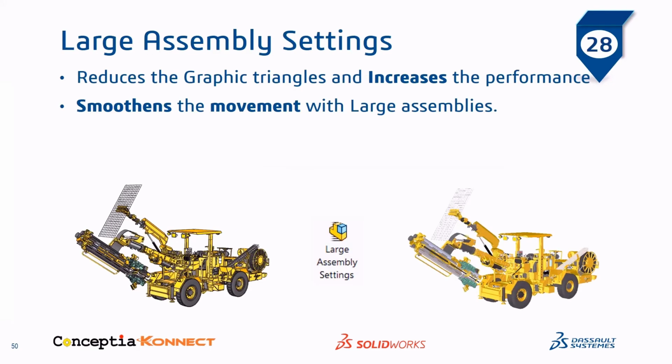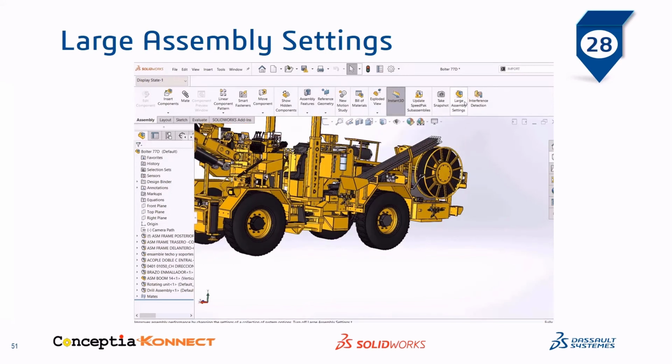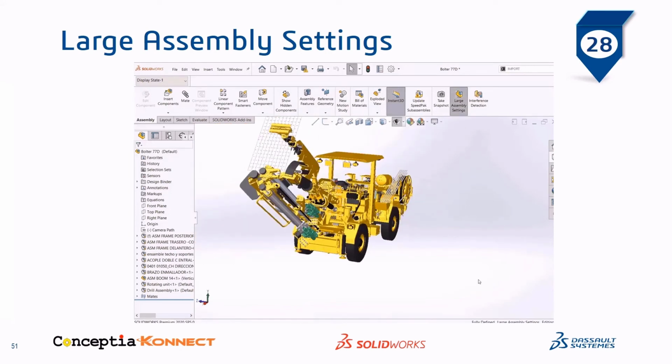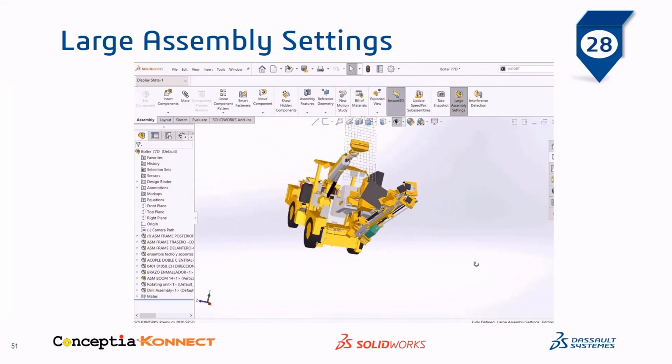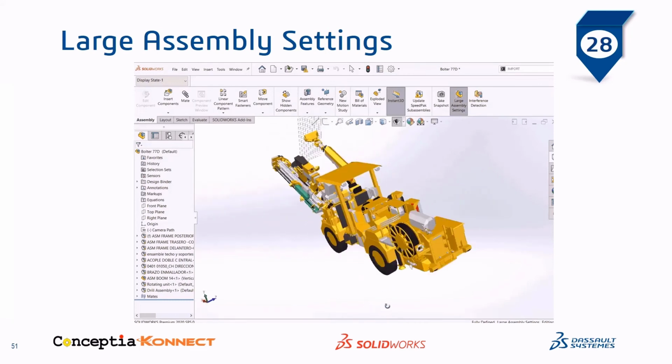Number 28. Large assembly settings. It reduces the graphic triangles and increases the performance of your assembly. Working with large assembly files may affect the working time rates and movements, while this option reduces the memory consumption and smoothens the entire assembly with increased performance outputs. So this is your large assembly. I'm turning on our large assembly settings. Now you can move your model better and faster than in normal mode.